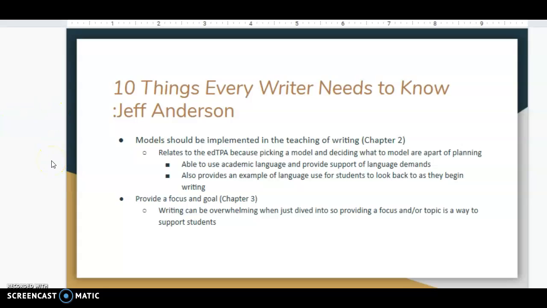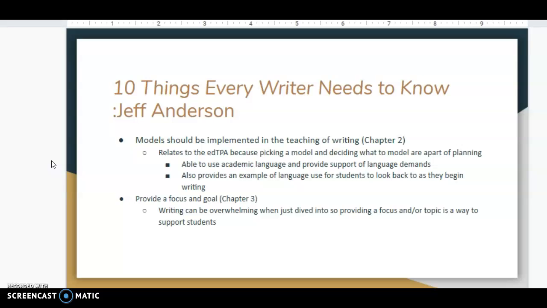So in chapter 2, Jeff Anderson mentions that models should be implemented in the teaching of writing. And I 100% agree. It also relates back to the edTPA because picking a model and deciding what to model are a part of planning. So this is something that I had to think about a lot when I was planning as well.